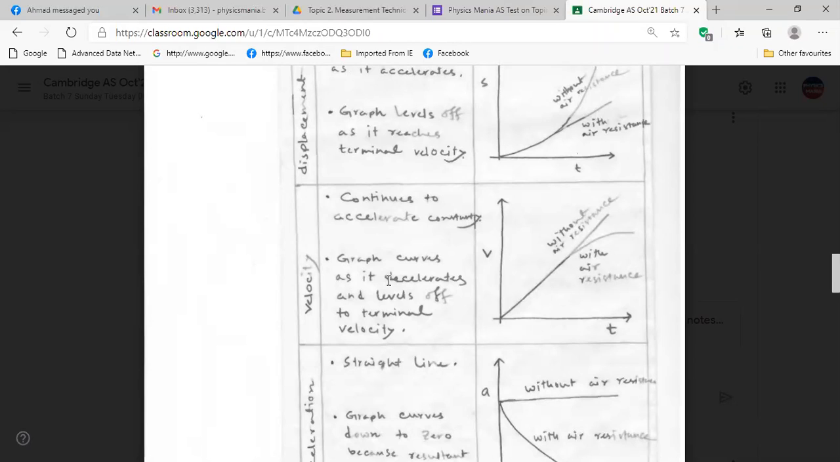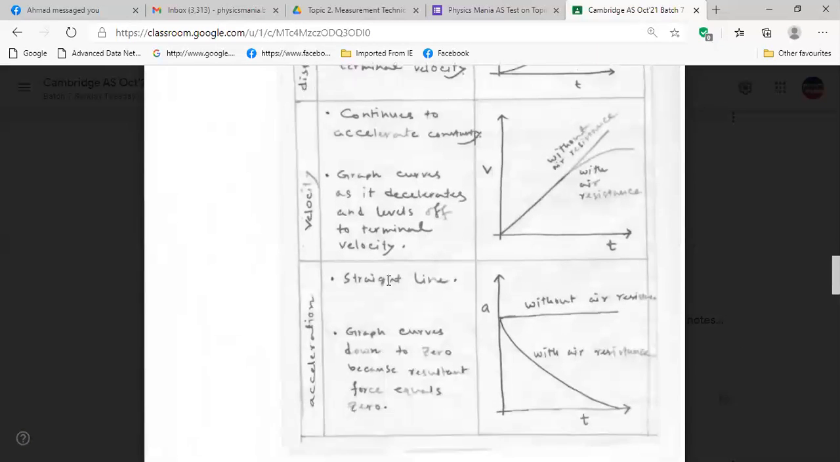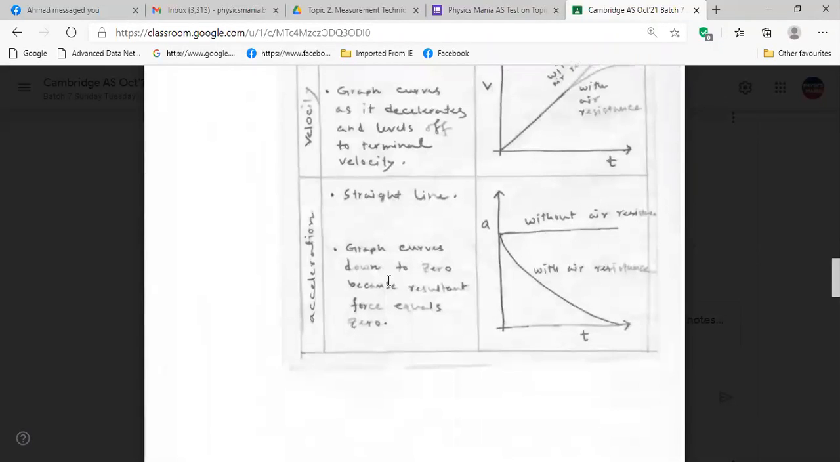Sir, can you scroll down a bit? Yeah, sure, I will scroll down. I don't know if you are done with the velocity one or not. I'm done, you can do that.